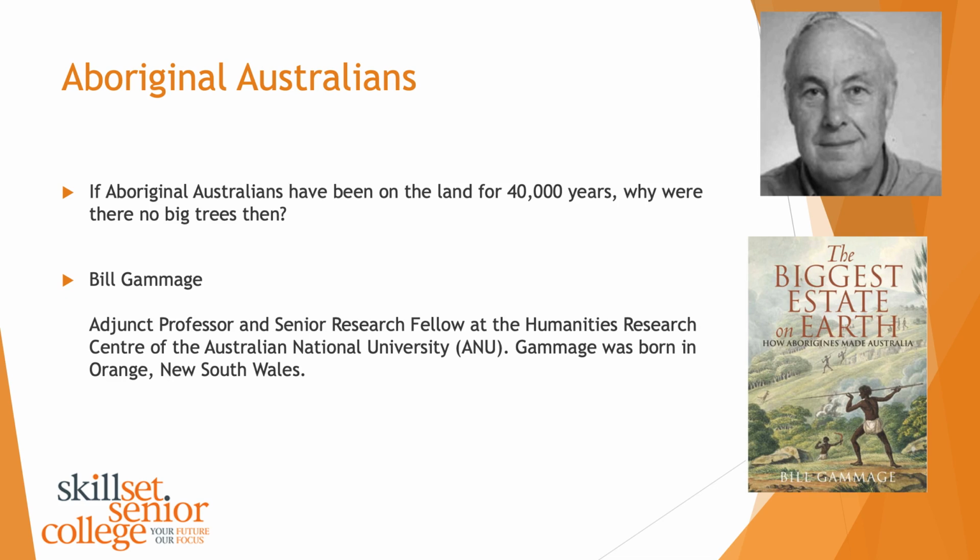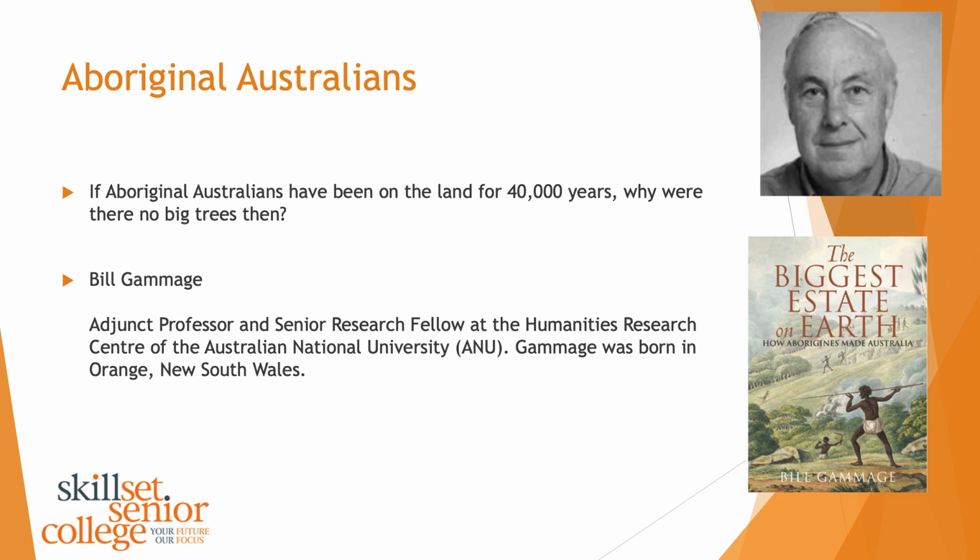And what Gammage did is he looked through a bunch of paintings that were taken by the early settlers. And a lot of the paintings showed the image that I showed you before, with the grassland punctuated by woodland. So there were these open areas. And he eventually wrote a book on it called The Biggest Estate on Earth: How Aborigines Made Australia.